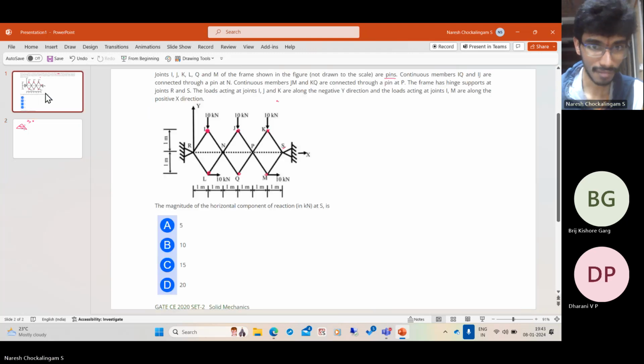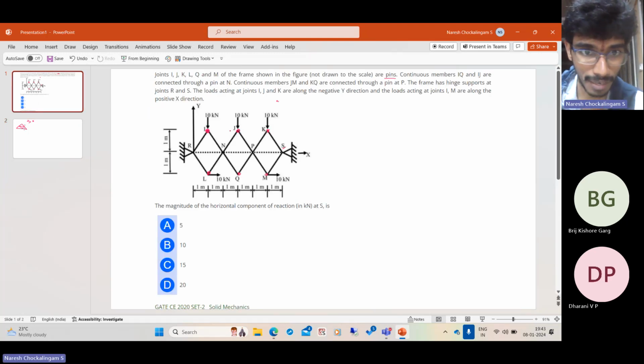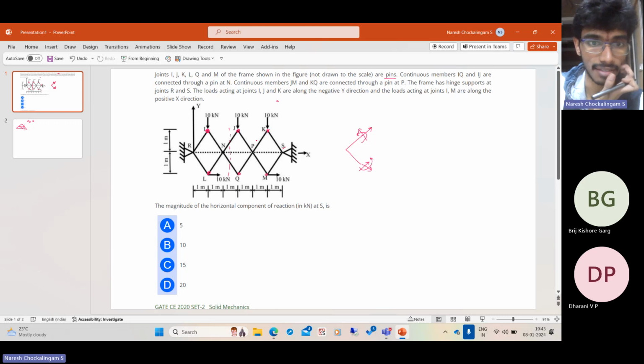But this is a frame structure, which means if you take a section here, let me not draw the rest, but you see it has an axial force, it has a shear force, it has a bending moment. And similar to this member, this has an axial force, shear force, and a bending moment. So you cannot solve this by the method of sections. That is the thing.